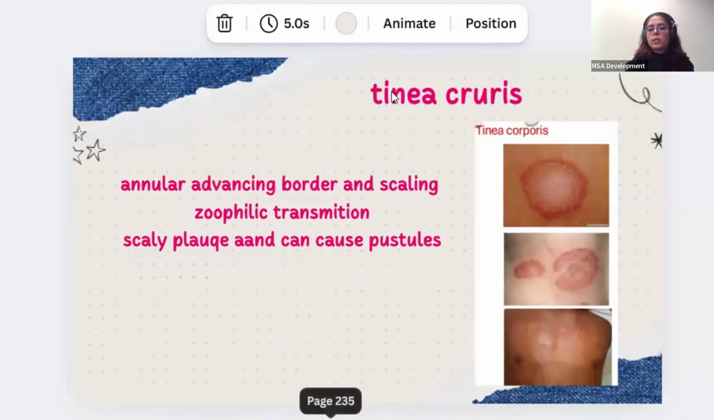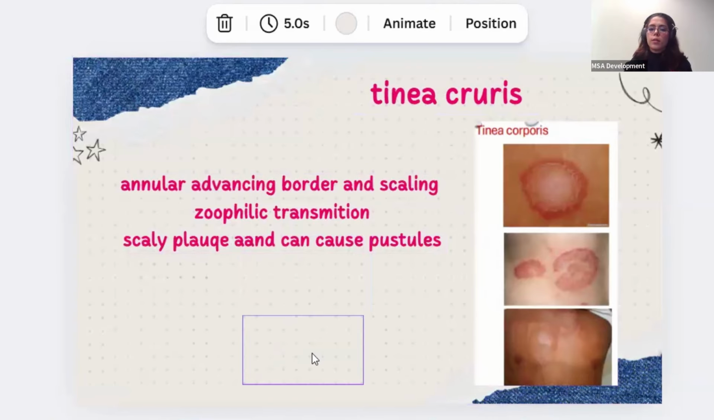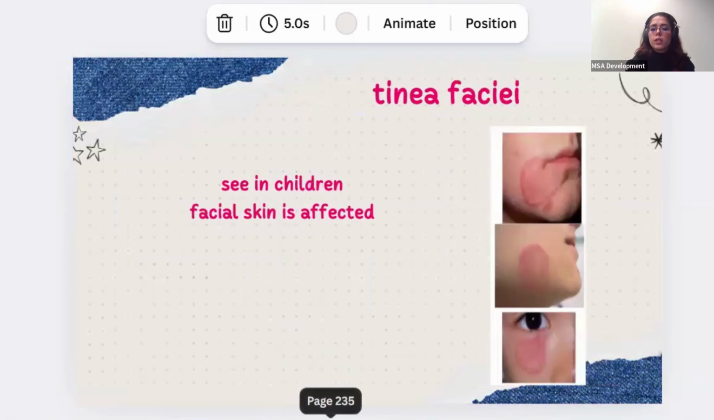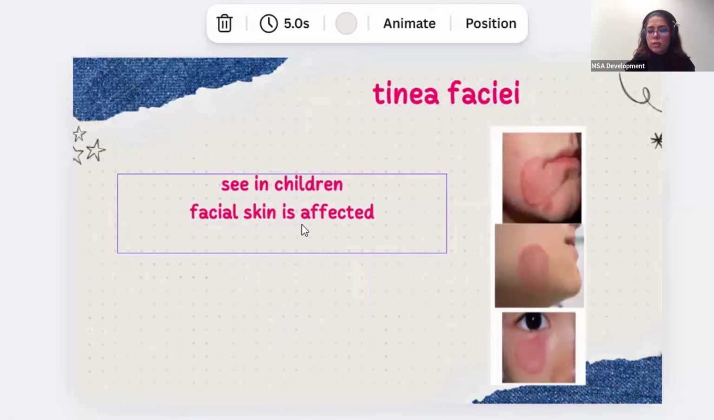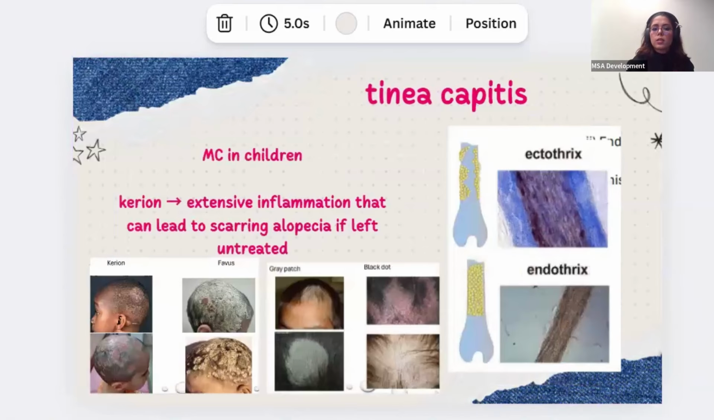Okay, tinea. Oh, this should be corporis. Tinea corporis is just on the body, kind of lesions everywhere. Zoophilic transmission, scaly plaque, and can cause pustules. Tinea faciei is seen in children, and the facial skin is affected. Most of these, their names are connected.